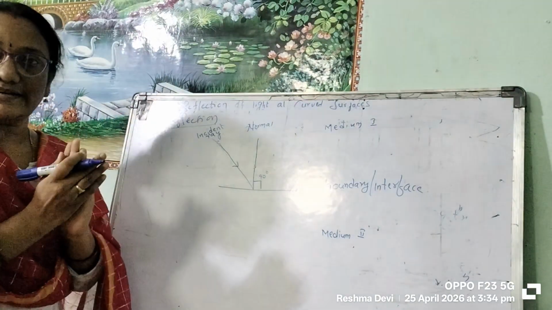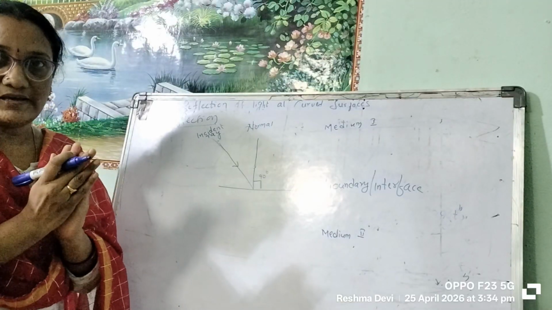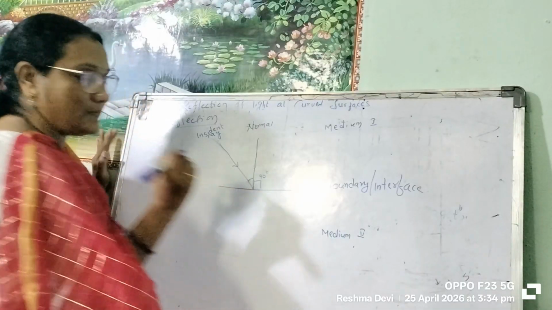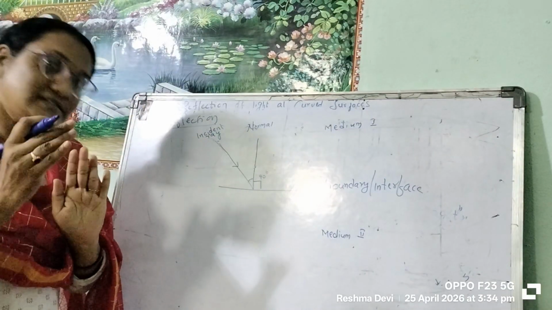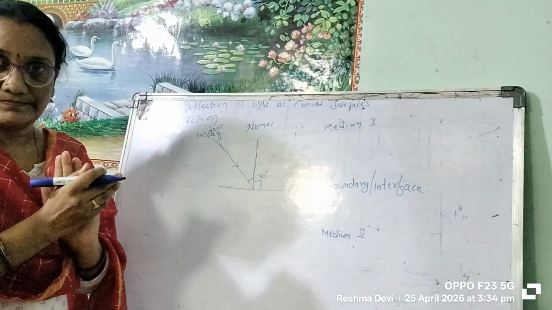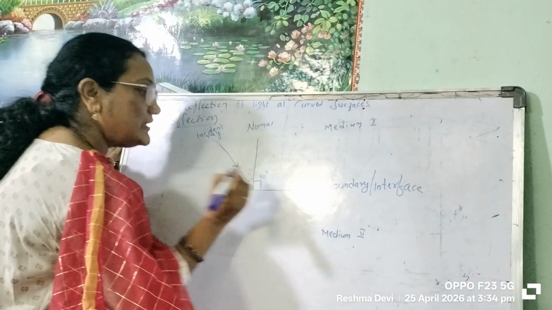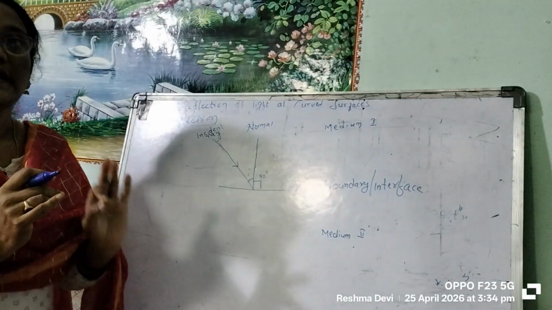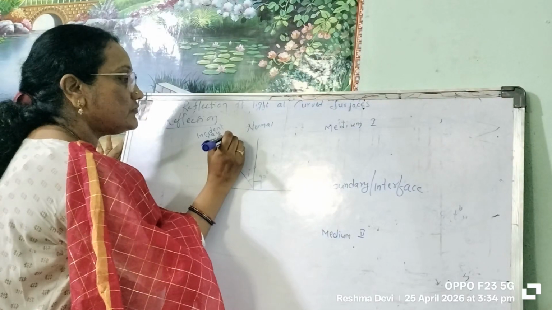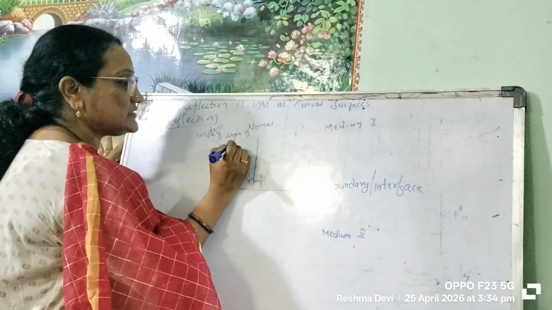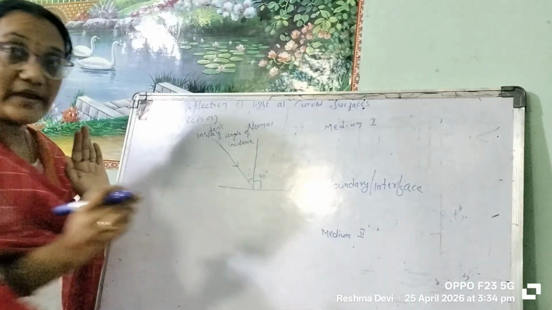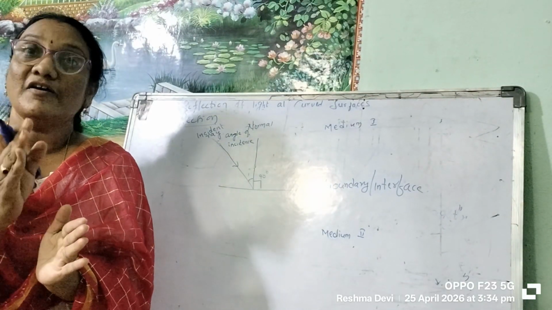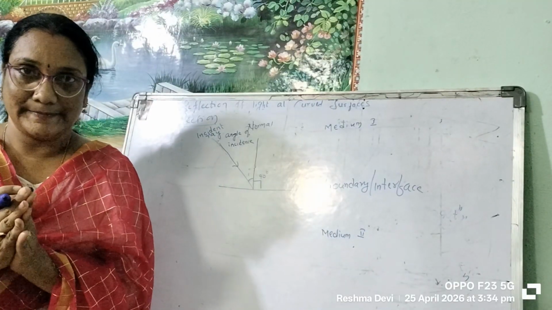Now see this incident ray. How it is looking? It is making certain angle with the normal. So this angle is denoted by small letter i. And this we call it as angle of incidence. The angle made by incident ray with the normal, we call it as angle of incidence.